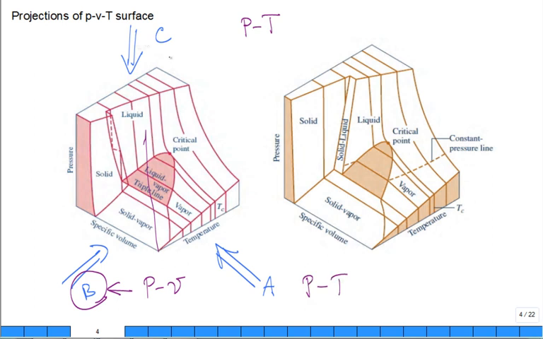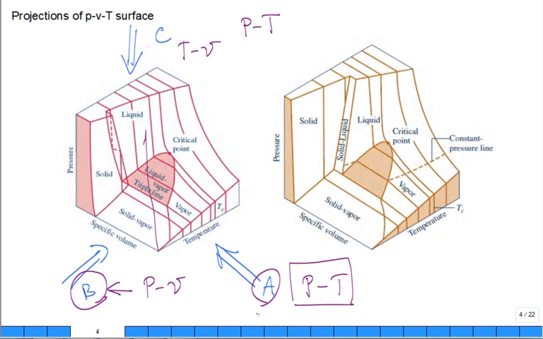And what about projection C? It would be what? Temperature-volume. Yeah, temperature-specific volume. Now, it's a little hard to see, but if I look at the PT projection, looking that way from A perspective, what does the triple line look like?